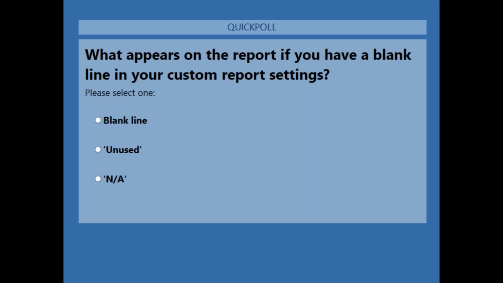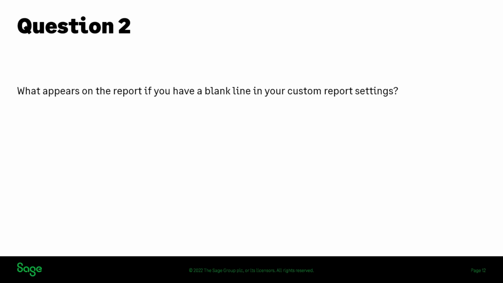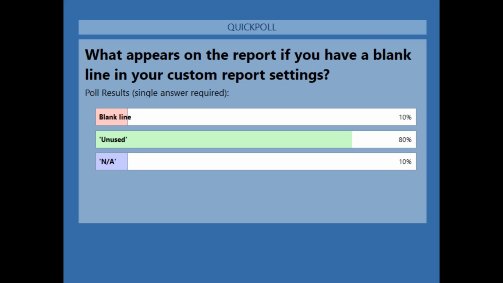Okay, that's the minute up. So let's close and again, share the results. So it's another 80% have got it right again. So 80%, it is unused. So if you remember, we ran that report and there was a lot of unused on the report itself. That's because there are blank lines in the custom report settings.